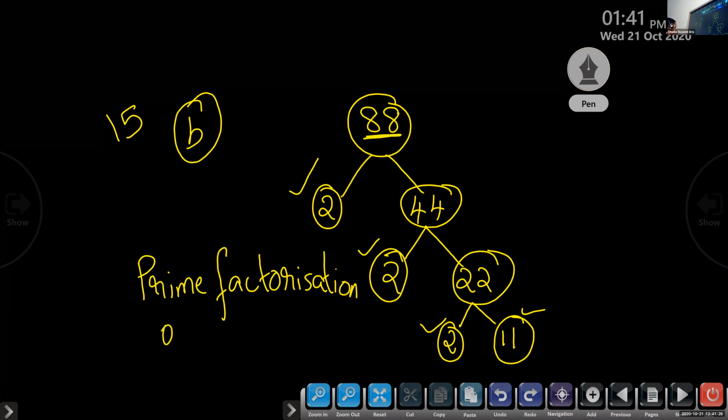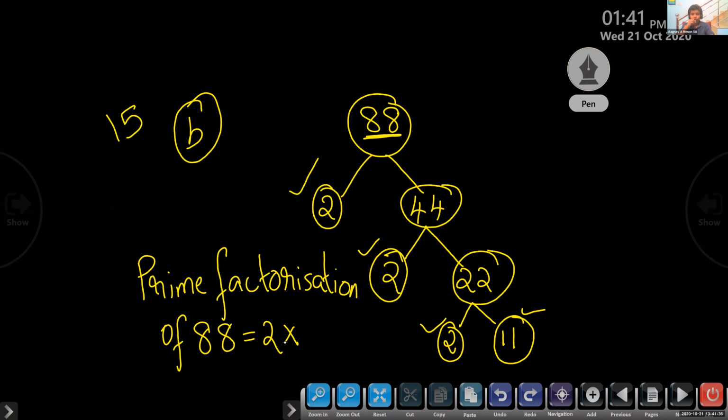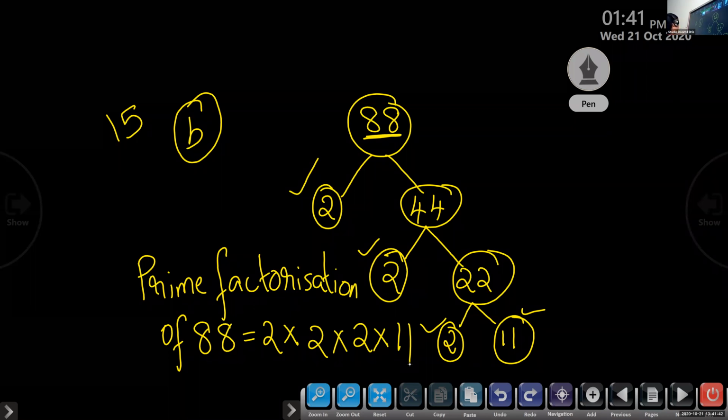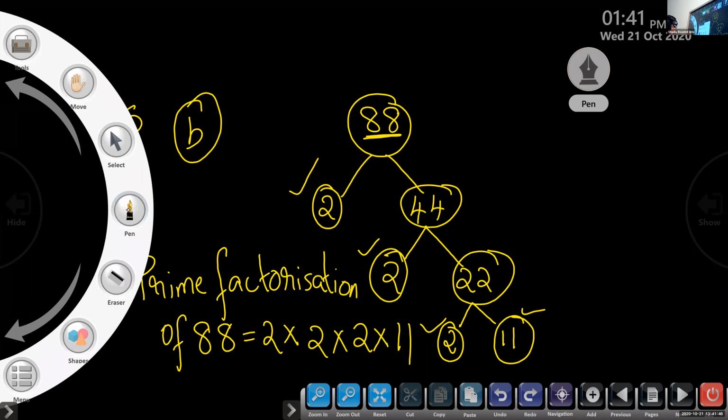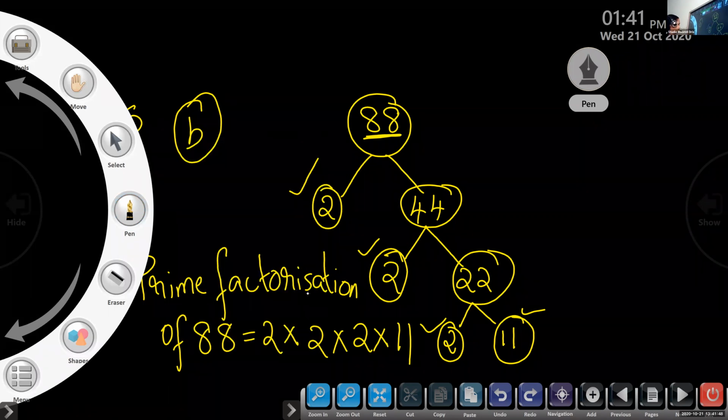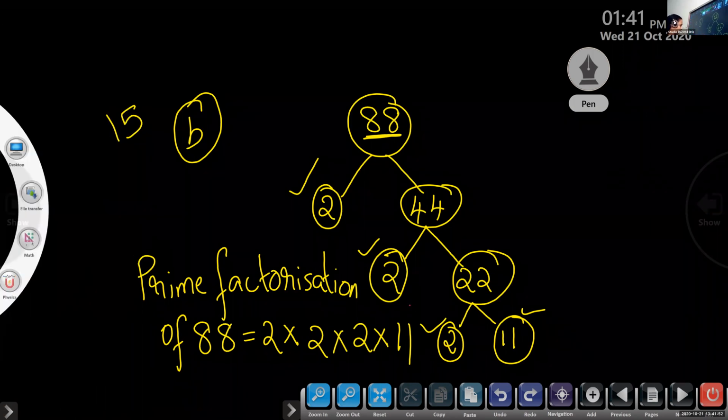88 is equal to, what are the numbers we have? 2 into 2 multiplied by 2 into 11. Okay, this much only. Prime factorization, till here only we can do.